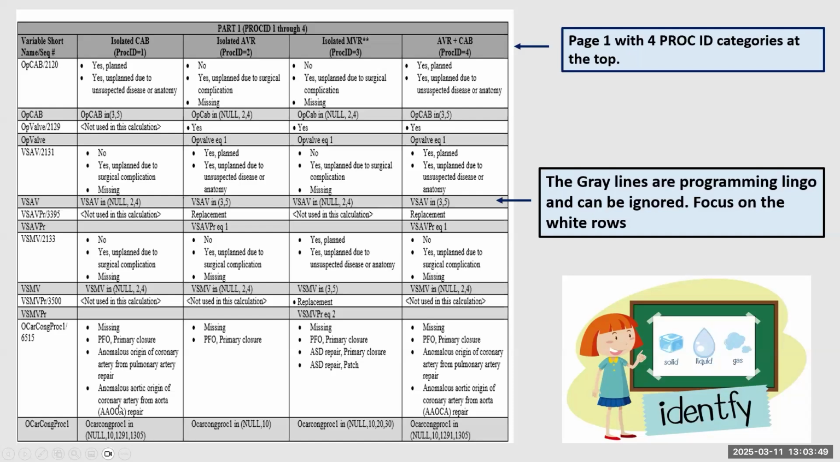We'll go through some more scenarios to talk about this. It's basically whatever's in this column, this sequence number, it's what you code. So if you code missing or you leave it blank, it doesn't affect isolation. If you code PFO or anomalous coronary artery, it doesn't affect isolation.